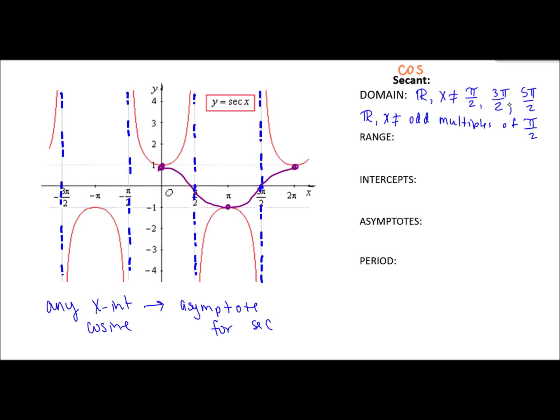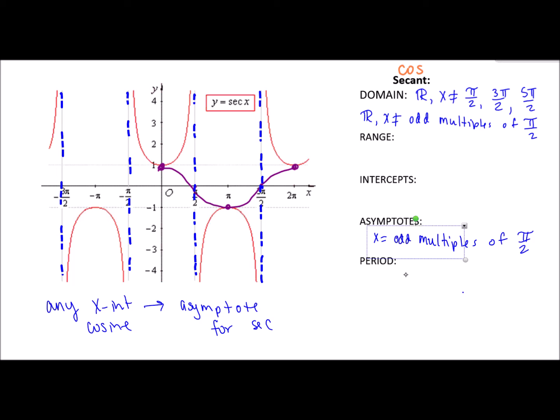So negative 19 is an odd number. Negative 19 pi halves would not be part of it. That would actually be the asymptotes down here. So odd multiples of pi halves. That just means any odd integer, if you throw it up in front of that pi halves, that will be an asymptote.